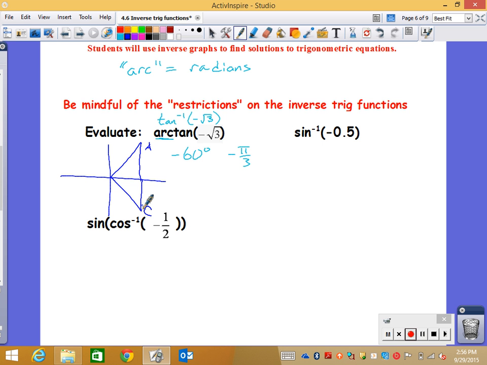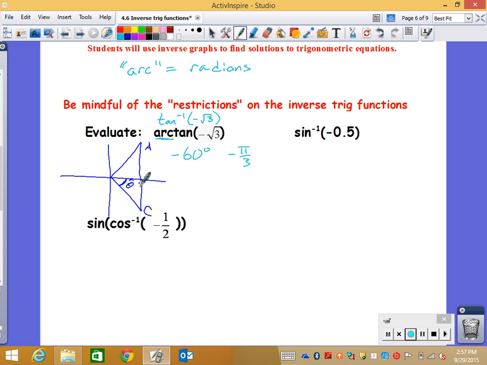So I immediately know, hey, I'm going to be in the negative, in the fourth quadrant, the negative 60 degrees. Now how do I get the 60 degrees? We use our special triangles. This is my reference angle, theta hat.